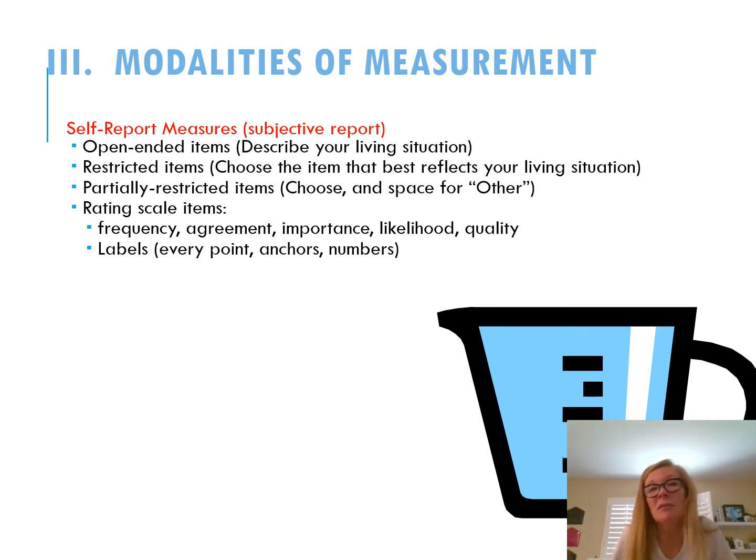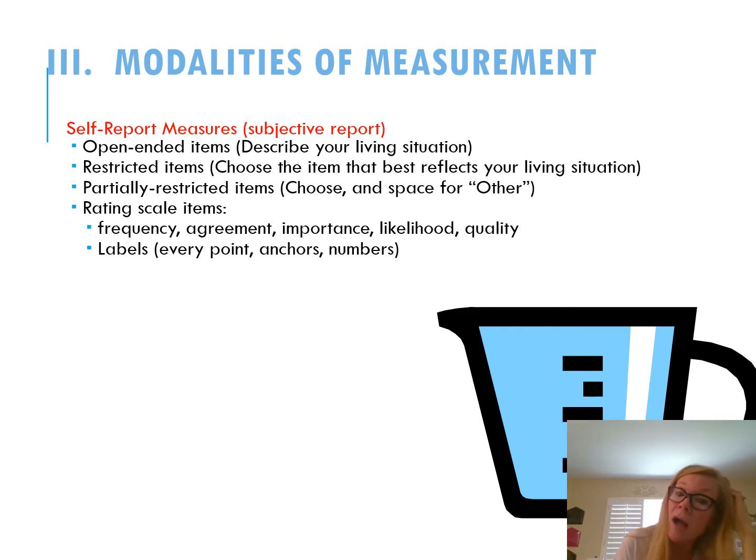You're just giving them a limited number. I think I listed 4. So they get a 1 if they say they live with a roommate. They get a 2 if they say they live with their parents, etc. So that's an advantage of restricted items, which is, of course, a disadvantage of an open-ended item.